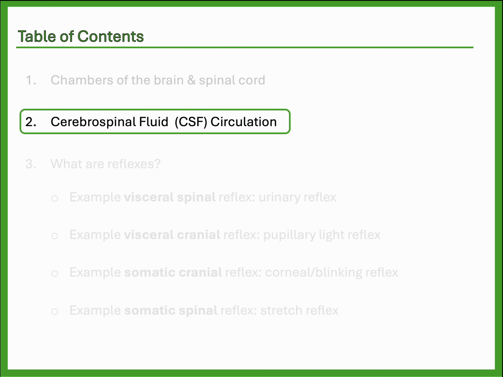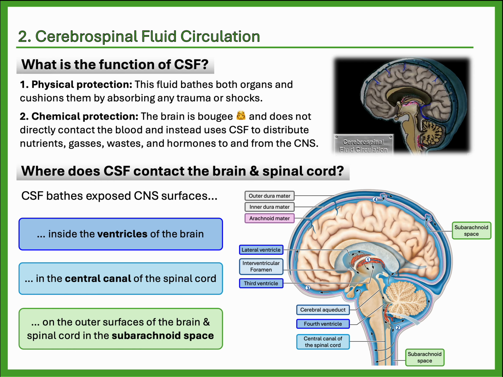Now, the circulation of CSF. We talked about what the chambers were, what the passages were. First of all, what is the function of CSF? Number 1, it's very good for physical protection. This includes the fact that it bathes both organs, the brain and spinal cord, and cushions them from absorbing any trauma or shock.